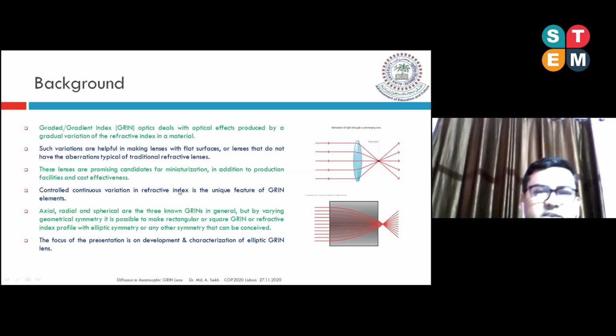Now, such variations are helpful in making lenses with flat surfaces, and this has many advantages. One of them is that lens aberrations are reduced and image quality may be enhanced with the help of such lenses. And one of the biggest advantages is miniaturization. We can have multiple elements in a compact way because it does not require the area needed in the case of a conventional lens.